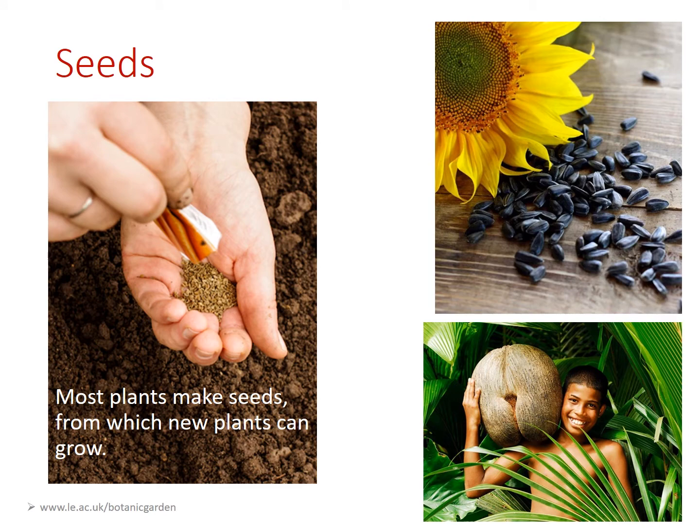Plants need to make seeds so new plants can grow. The sunflower in the picture has seeds below it, and they are found in the middle of its flower. Most seeds are small. However, the boy in the picture is carrying one of the world's biggest seeds from a coco de mer tree.